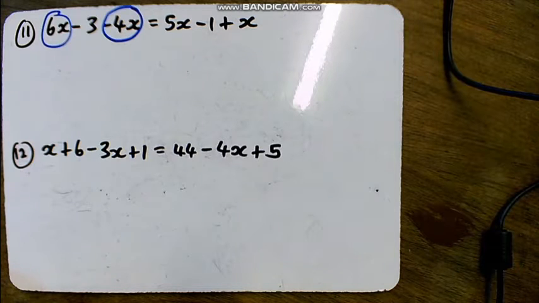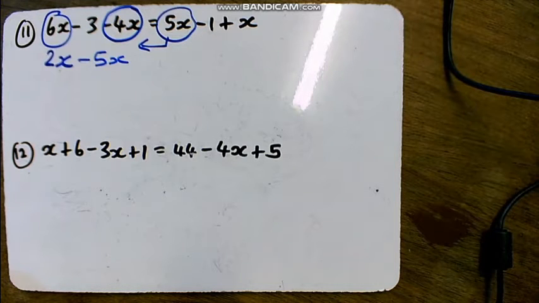Right, so we got 6x minus 4x. How many x's will that give us? 2x. Right? On the right hand side we have 5x. So what will you do to the 5x? Bring it over to the other side, okay? It will become minus 5x. So from plus 5x to minus 5x.